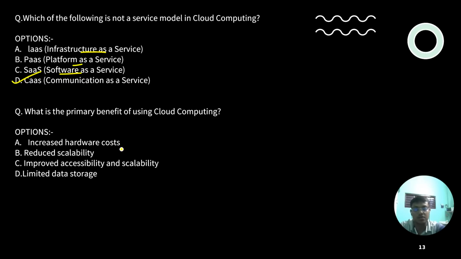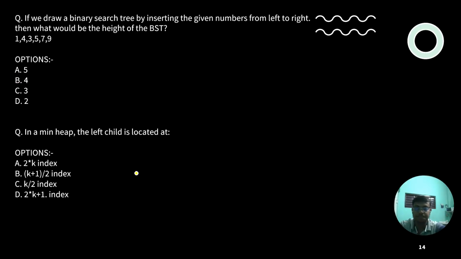Increased hardware cost. No, you need not set up any hardware for cloud computing. So that is wrong. Reduced scalability. No, cloud computing was made to keep that scalability factor in mind. Improved accessibility and scalability. Yes, cloud computing is highly accessible and scalable. Limited data storage. No, that is again wrong, because cloud services were meant for high data storage, high scalability, and easy access of data from anywhere in the world at any point of time. So let's move on to the next question.